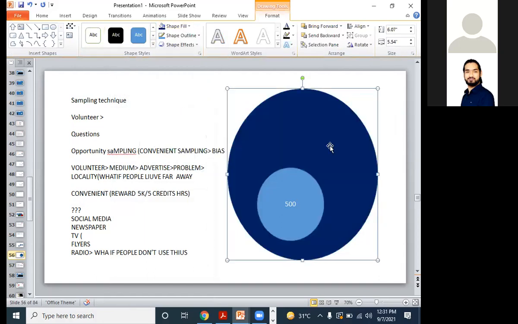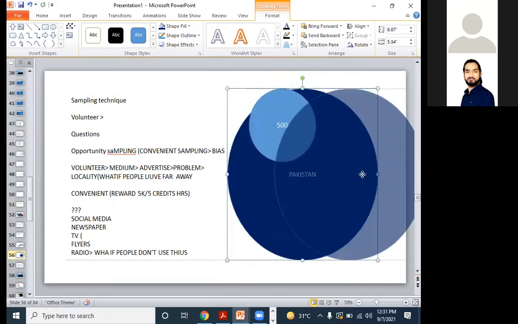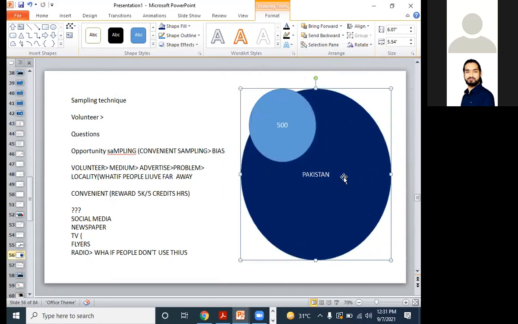We want this 500 people to be some sort of representation of our target population. Let's suppose that's the country of Pakistan. We want these 500 people to represent these results. So that's why we want everybody. We want diversity. We want people from every single part of the country. We want every single race, every single gender, age group, whatever.